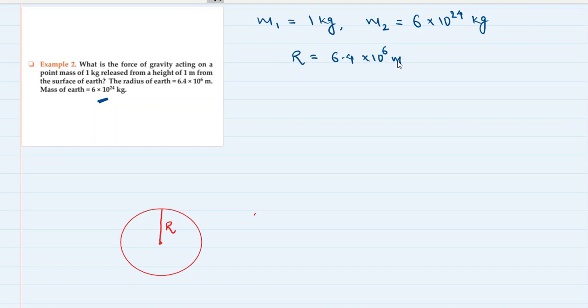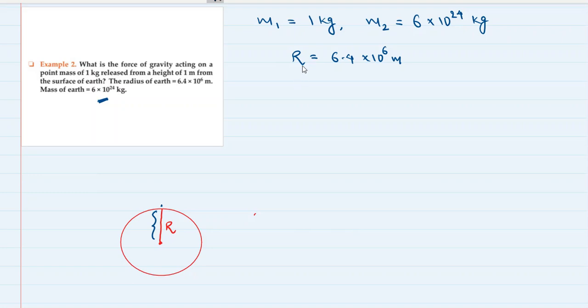Now, will it be okay to add 1 meter? Will it make any difference if you add 1 meter or not? It will not make any difference because 1 meter and 6.4 into 10 raised to 6 meter have no comparison. That is the radius of Earth. It's a huge distance. Just imagine the size of Earth. And 1 meter is somewhere over here, not over here. Even if I am maybe 100 kilometer above the surface of Earth by now, this blue point is very far away if you consider Earth to be a very small sphere. So 1 meter is very, very near to the surface of Earth. So we don't consider that distance.